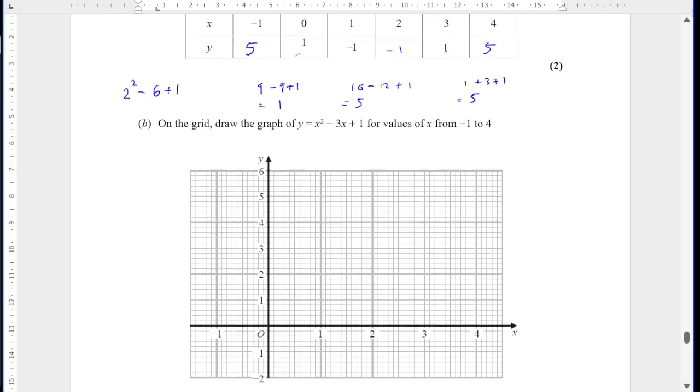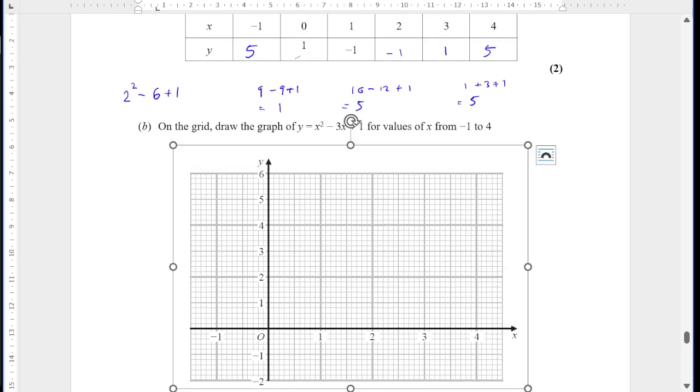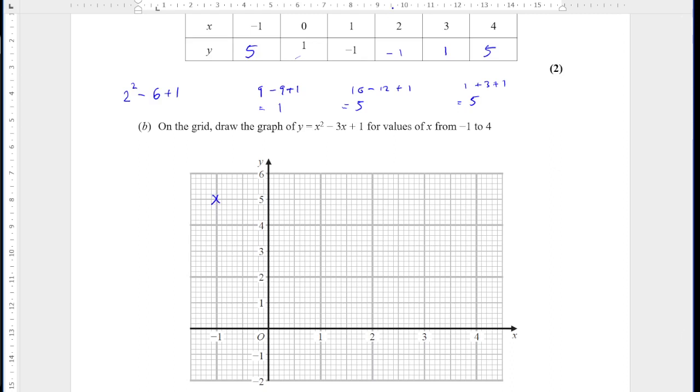Okay, on the grid below, draw the graph. So when x is minus 1, y was 5. So we mark that point, 0 and 1. 1 and minus 1. 2 and minus 1. 3 and 1. And then 4 and 5. Our job then is to join that up with as smooth a curve as we can. So when I'm doing this, I like to keep my wrist on the inside of the curve, so I'm just moving my screen around.